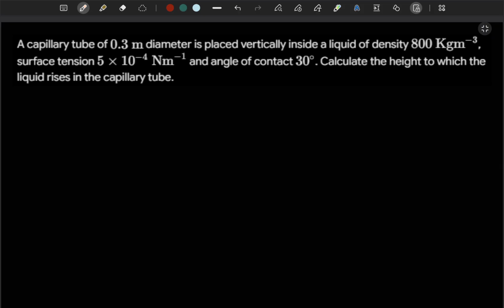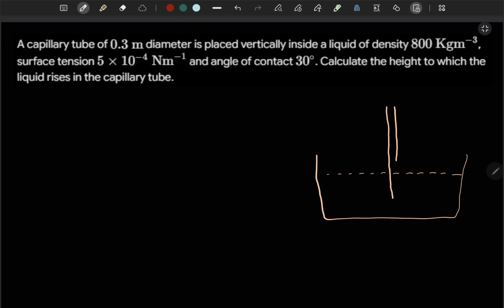So what we must know is that here a capillary tube is kept in a liquid. This is the capillary tube, and when we keep the capillary tube inside the liquid, the level of liquid rises inside the capillary tube to a certain height. We need to calculate the height, how much the liquid rises inside the capillary tube.